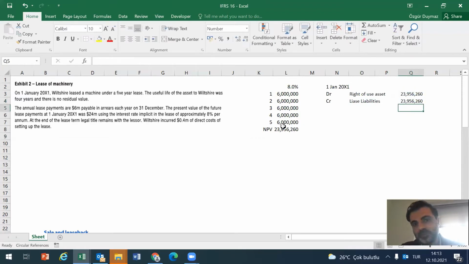Also, there is a cost incurred by the company when arranging the leasing. The amount was 0.4 million, and this amount should be recognized as an asset rather than going to P&L. This is important. Debit, which is subject to depreciation. We assume that it has been paid by cash. Okay. Then go to end of the year.